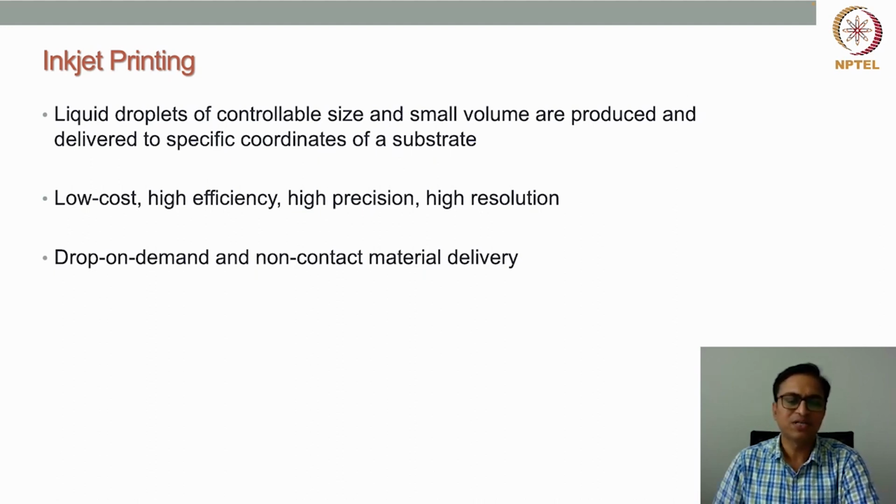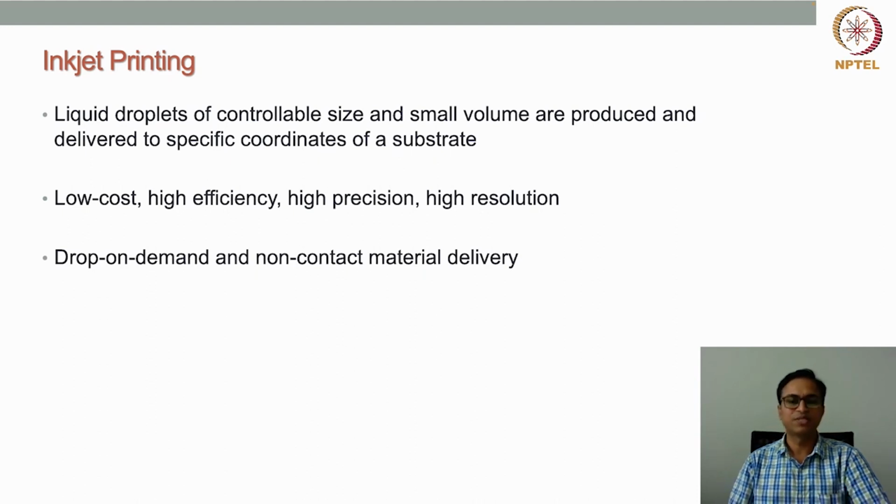Another very important characteristic of this technology is the drop on demand. So whenever there is a requirement of a drop of a particular material, only at that time the drop will be produced. So we can control the droplet generation and further the delivery of those droplets to the particular coordinates for printing purposes. Another important characteristic of this printing technology is non-contact material delivery.